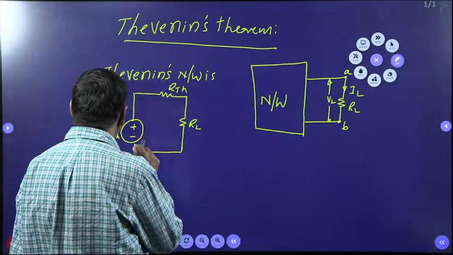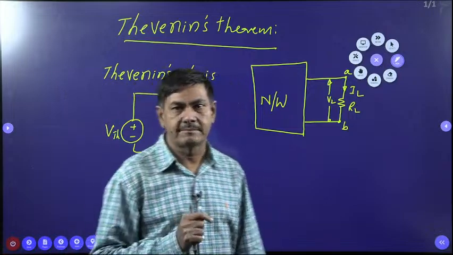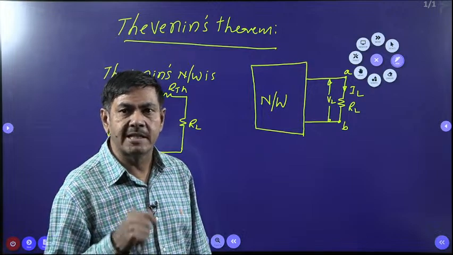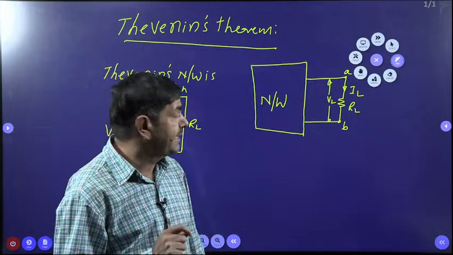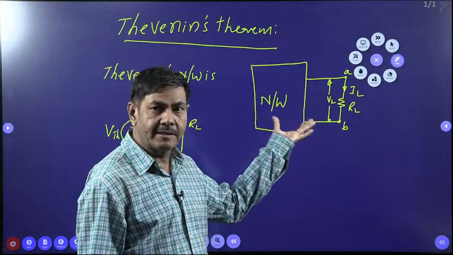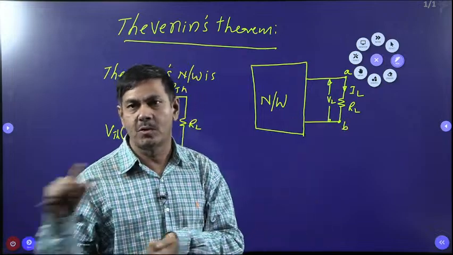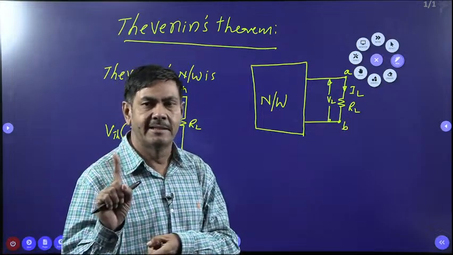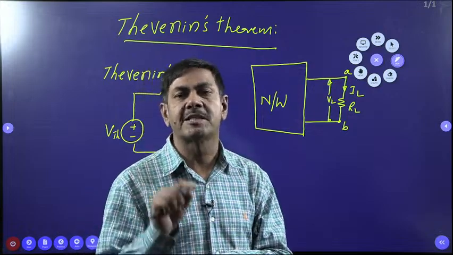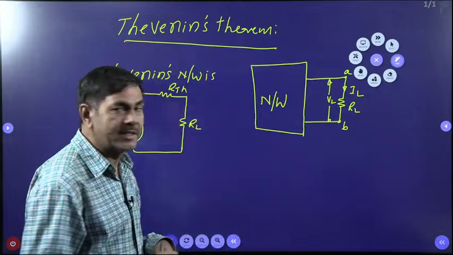But how to find VTH and how to find RTH is more important. VTH can also be called the open circuit voltage. Why is it said to be the open circuit voltage? In the given network, wherever the load is given, that must be open circuited. The load is to be removed initially, and after that you find the open circuit voltage. That open circuit voltage is nothing but the Thevenin's voltage.